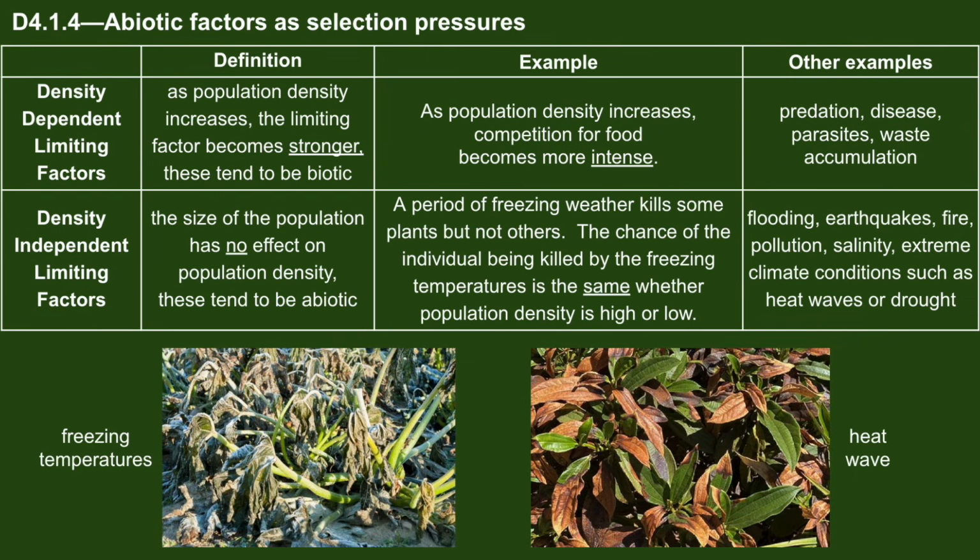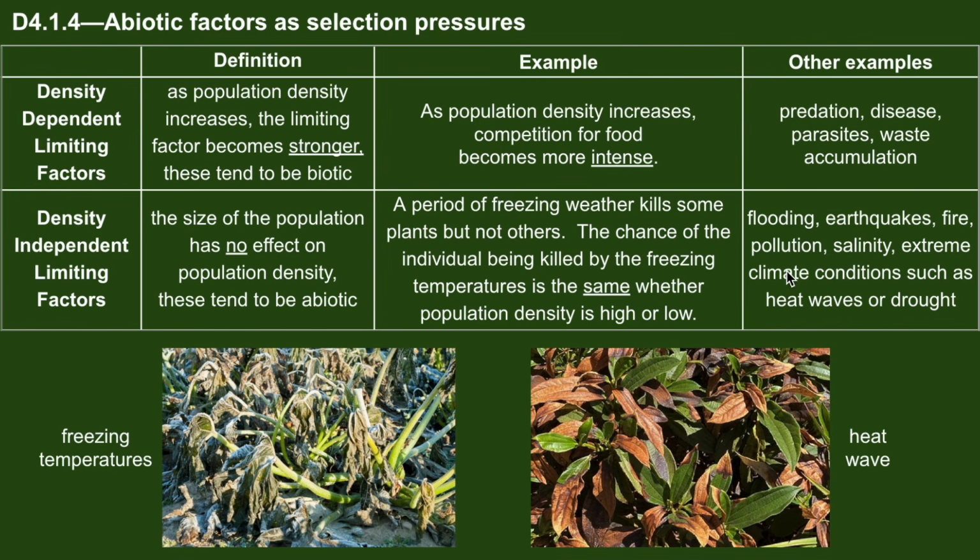Now, in contrast, density-independent limiting factors is when the size of the population has no effect on the limiting factor. These tend to be abiotic. For example, if there's a period of freezing weather, it might kill some plants but not others, but the chance of that individual plant being killed by the freezing temperatures is the same whether the population density is high or low. The same thing goes for heat waves.